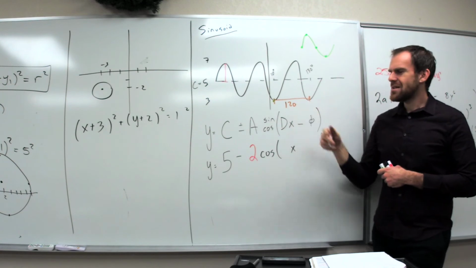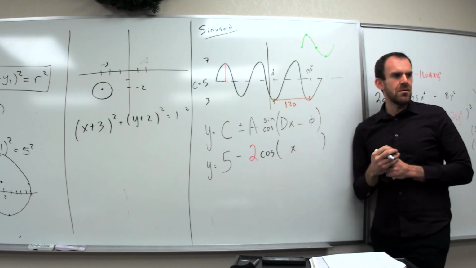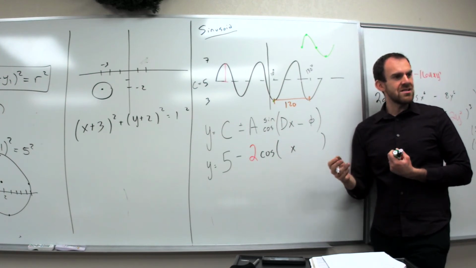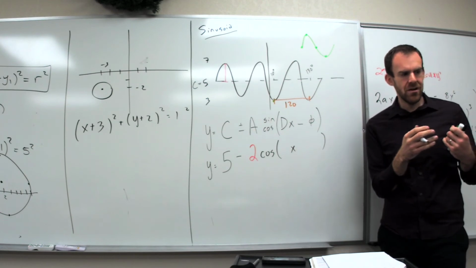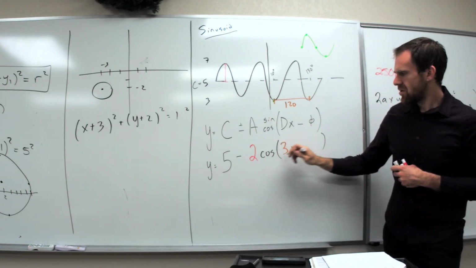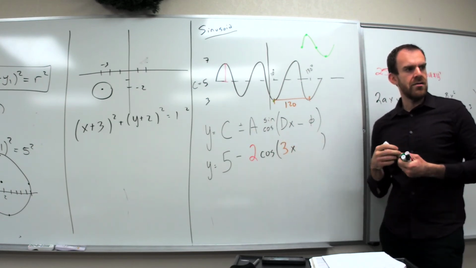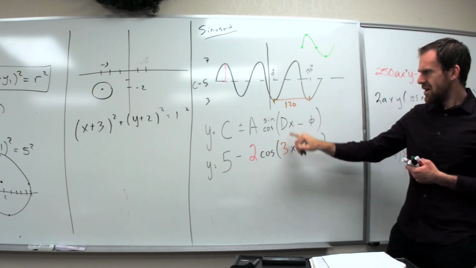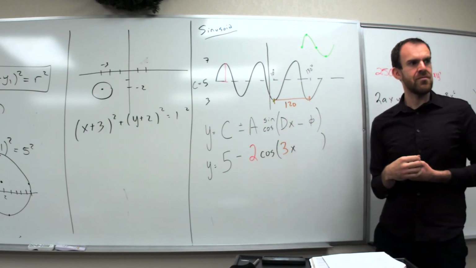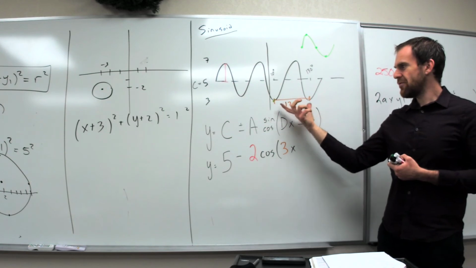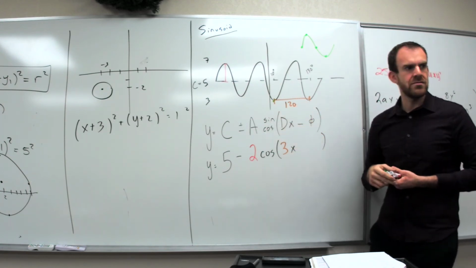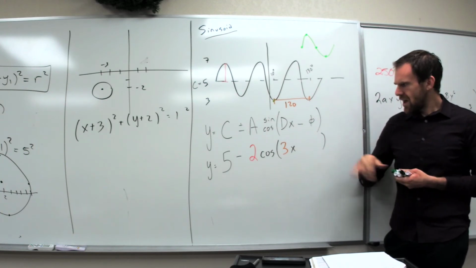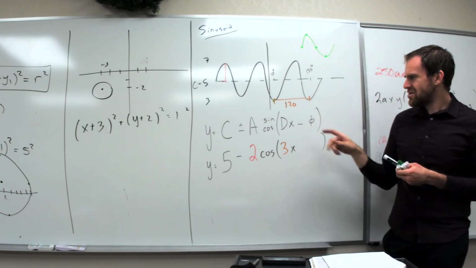So, how many times faster than normal is it repeating? Normally it would be 360, but now it's repeating 3 times in that period. So this number is 3, because 360 divided by 3 is 120. If it repeats every 360 or every 2 pi, then you would just put 1 there. That's fine.